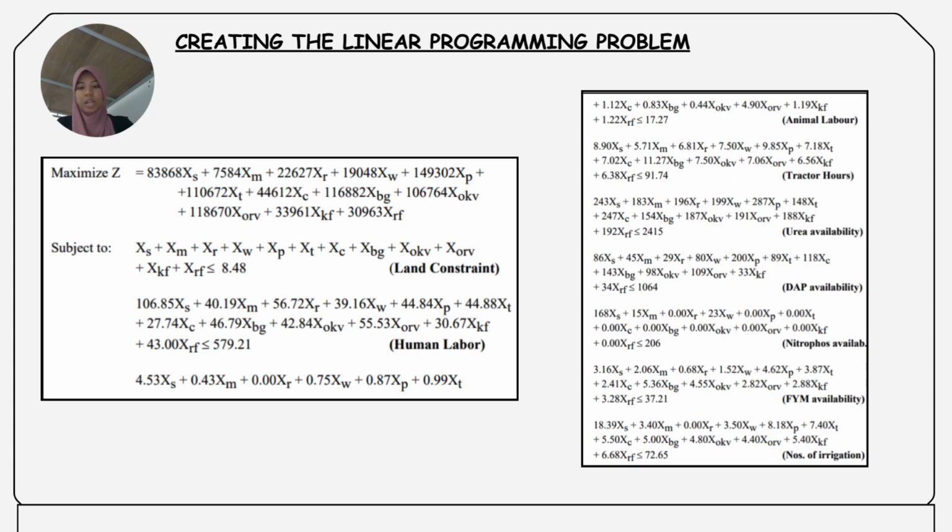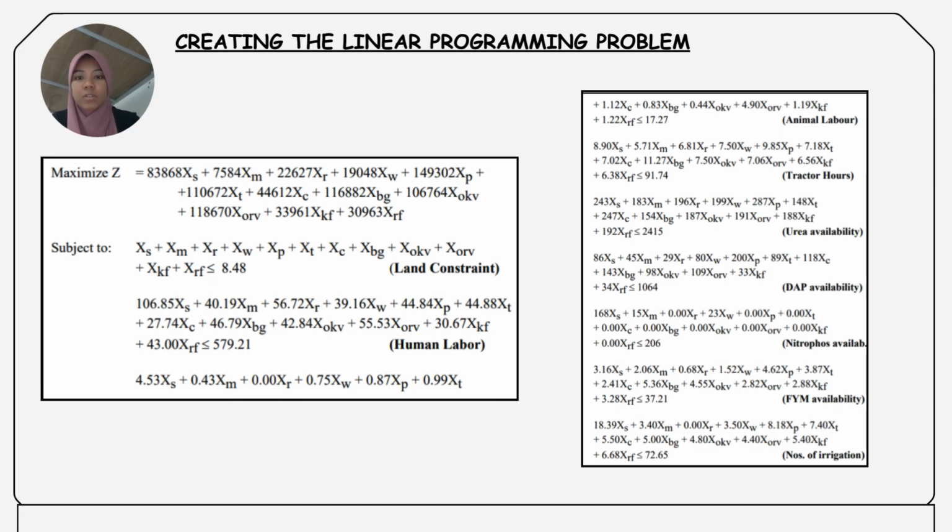The first constraint is the land constraint. This constraint limits the total sum of crop variables on the land to be less than or equal to, in this case, 8.48. The second is the human labor constraint, which represents the availability of human labor for different crops. The third is the animal labor constraint for different crops. The fourth is the tractor hours, which specifies the availability of tractor hours for different crops.